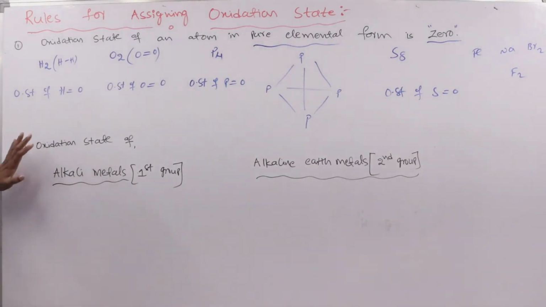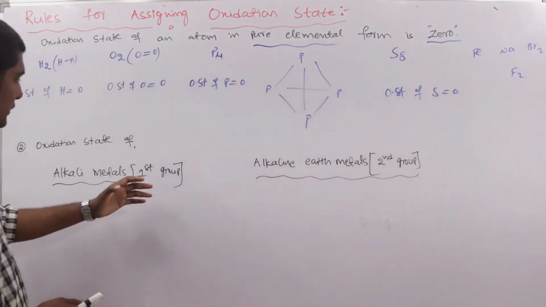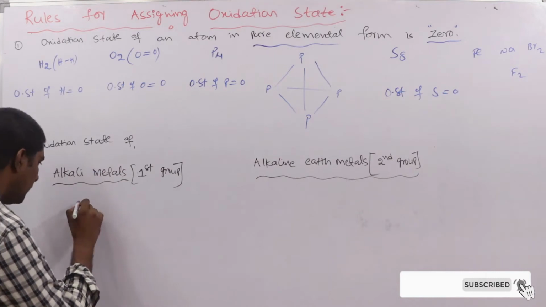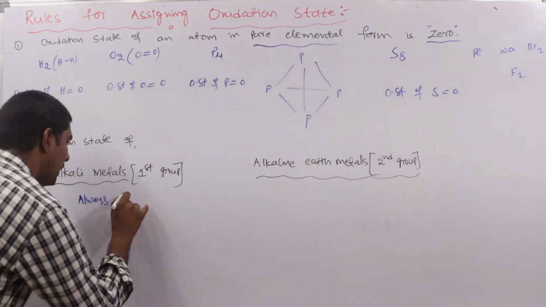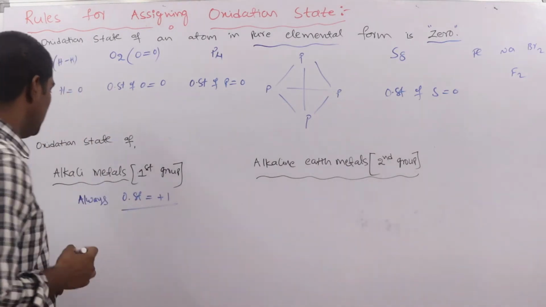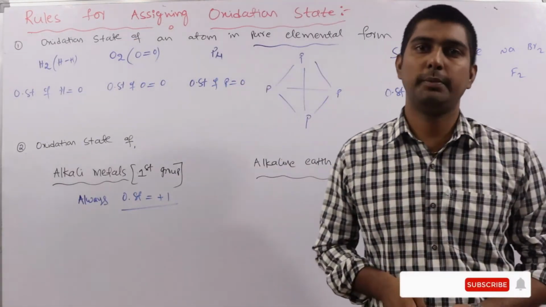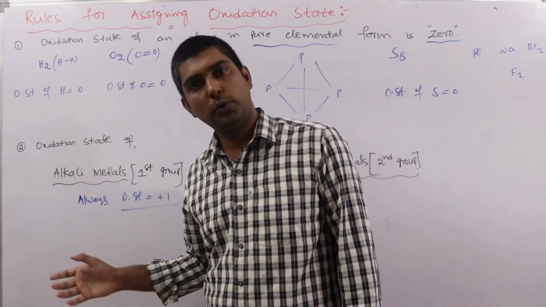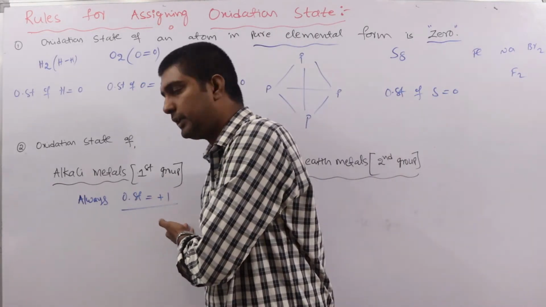Next, the oxidation state of alkali metals and alkaline earth metals, first group elements and second group elements. So for alkali metals, always the oxidation state is equal to +1. For alkali metals, lithium, sodium, potassium, rubidium, cesium, francium, they all have oxidation state +1. Hydrogen is somewhat special, which we discuss in the next rule.